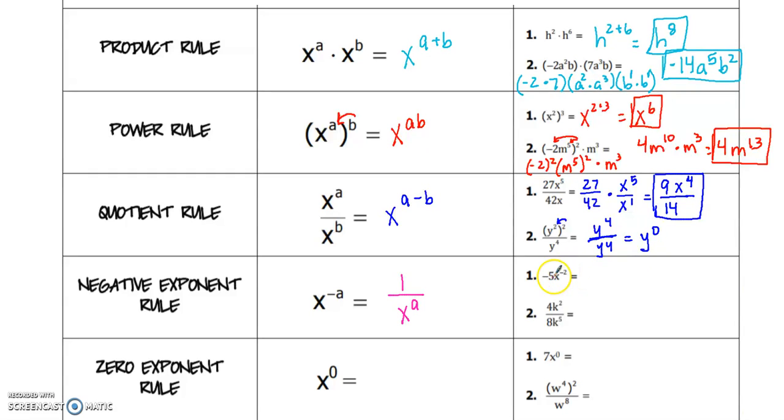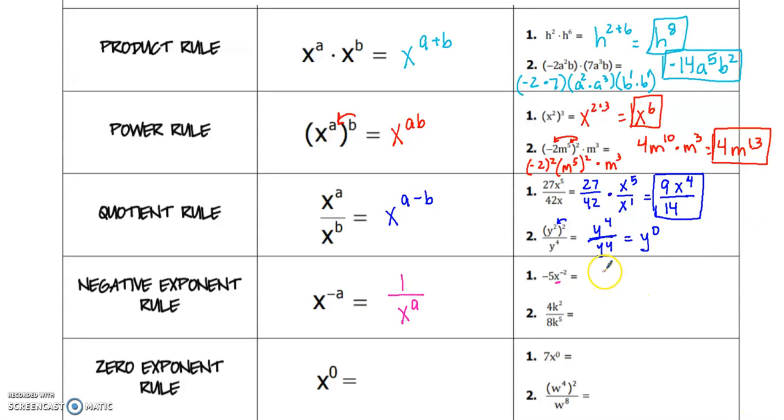the x is the only thing that's being raised to the negative 2, not the negative 5. If it were the whole thing, you guys, it would look like this with parentheses, right? And it doesn't. So it's just the x that's being raised to that negative 2, okay? So let me get rid of that.